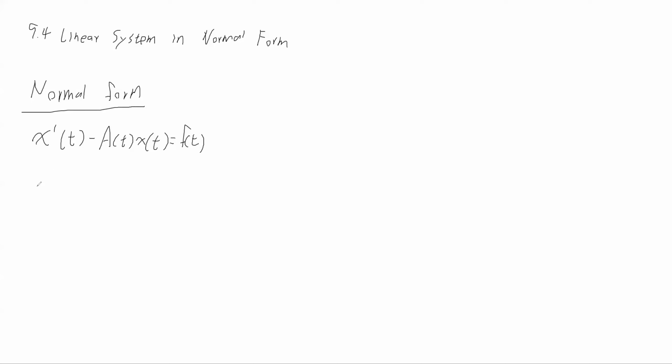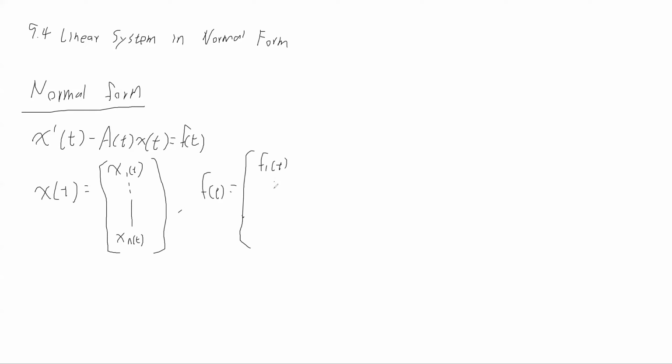Now in here, the x of t that we're looking at is a vector of small functions, x1 of t up to xn of t. Okay? So it's a vector of functions, and f of t is another vector of functions, f1 of t up to fn of t, just another vector of functions.